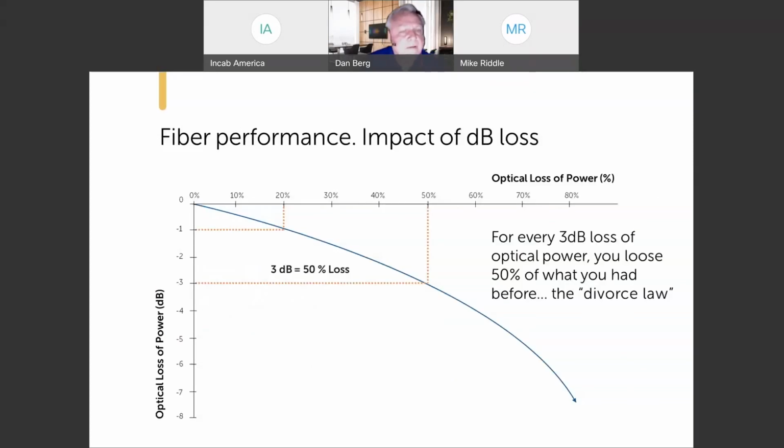Okay, here's just a graph showing what happens if we lose attenuation within the fiber. If we lose 3 dB of performance or power, we're down 50% of the power in the cable. So everything we can do for packaging that fiber, for reducing the amount of stress that fiber sees, is optimum for reducing the amount of power loss in the fiber.